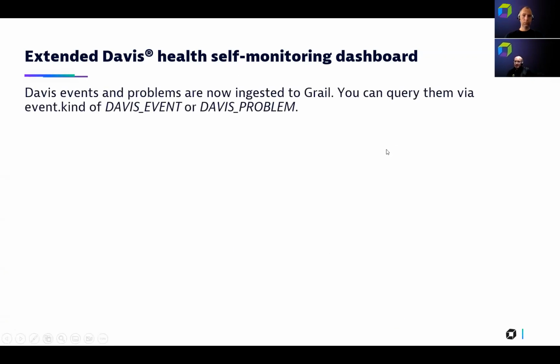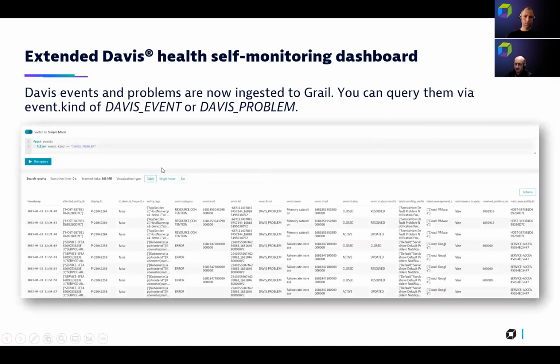Another one is, with Grail, there's now the possibility that you can query your Davis events or Davis problems as data in Grail. The example that I'm going to show you in your environment as well uses really simple commands. By applying this filter command and fetching these events, we can simply list the relevant events and problems in your query results. Again, this is a simple change, but I think it's powerful for you to analyze your problems.